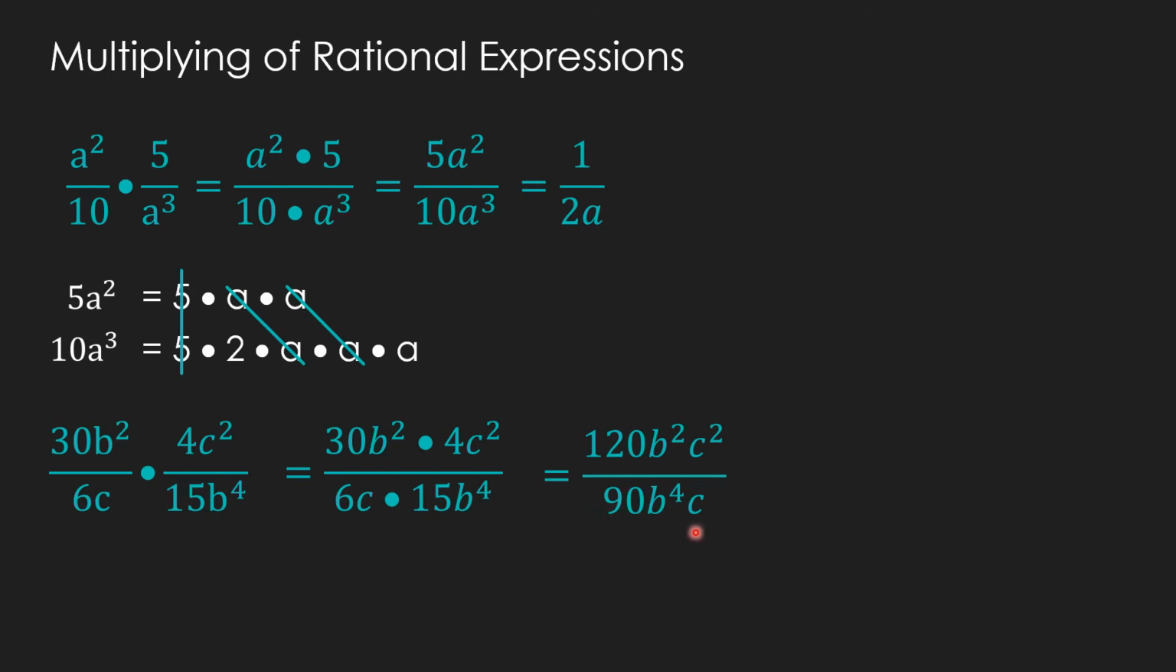Of course, another thing that I want you to recall in writing algebraic expressions: when you have more than one variable, you write them alphabetically. The letter that comes first in the alphabet is written first. So, of course, B comes before C. So, first B squared, C squared, and then here B to the 4th C. Okay, now we're done with the multiplication.